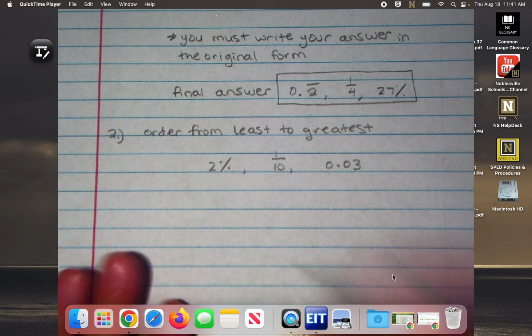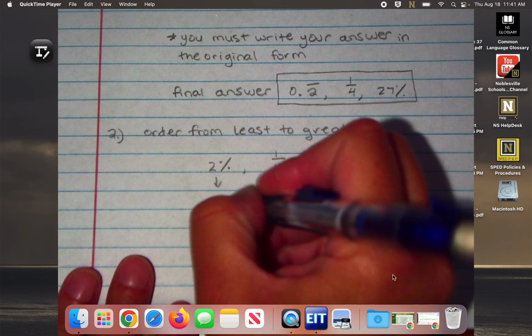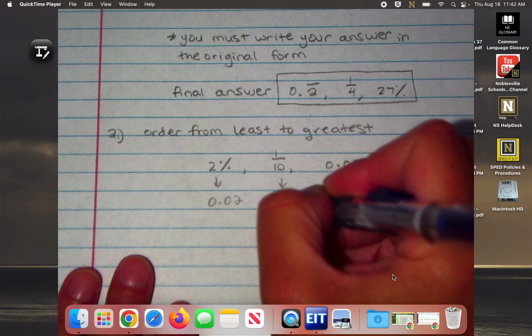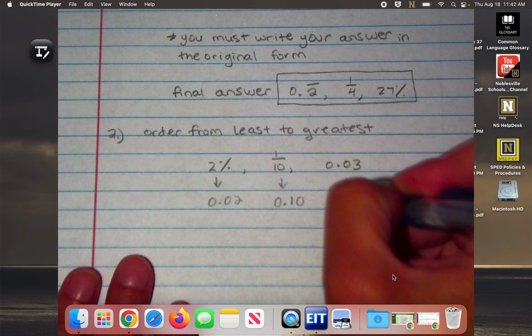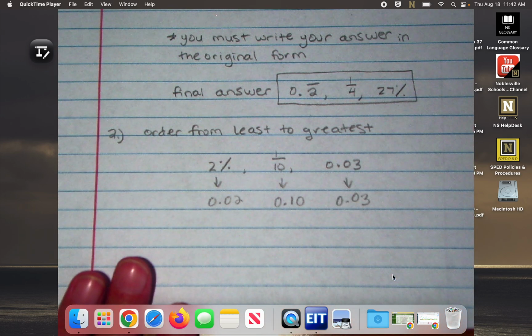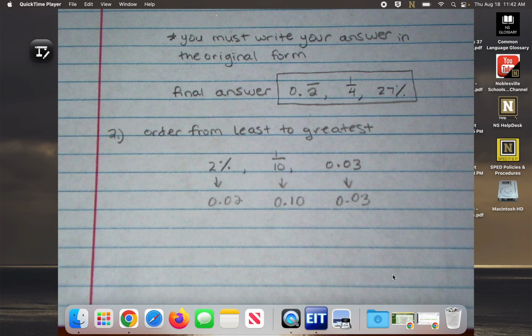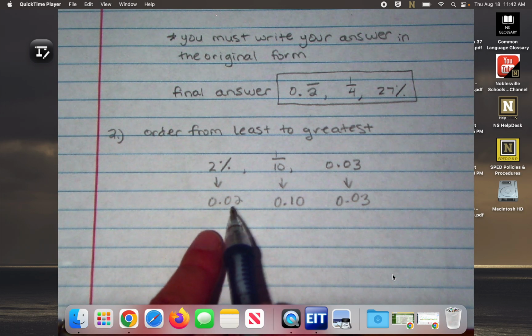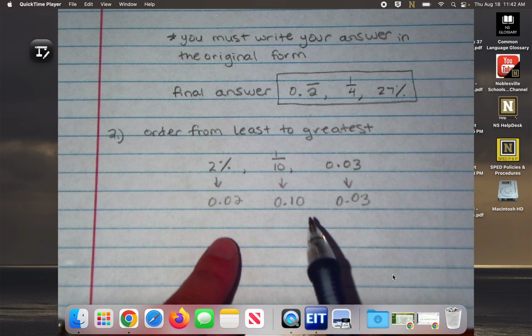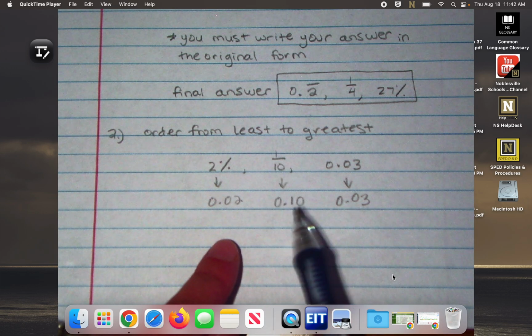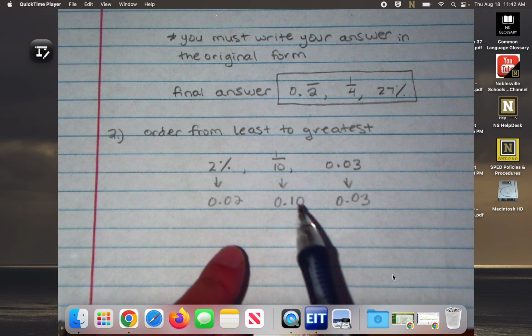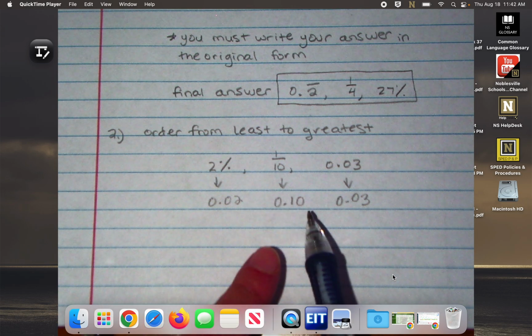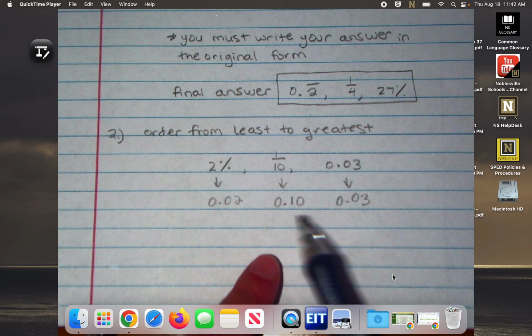So if I were to convert these, I would get 0.02, 0.10, and 0.03. I moved the decimal 2 places here, so I had to put the 0 placeholder. 1 divided by 10, or if I just say it, 1/10, I get 0.1. I put a 0 here so that I'm comparing 2 digits to 2 digits. And then this is just the way that it was.